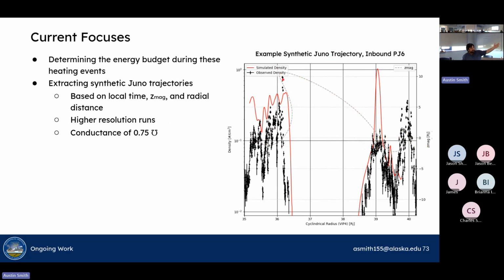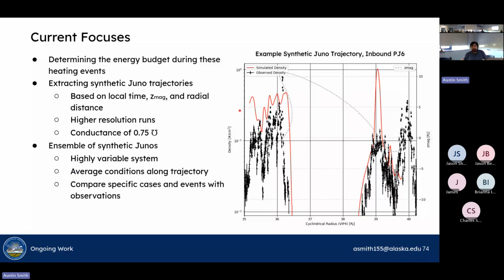And there's a really big peak here, but you don't capture it. Well, this is an incredibly dynamic system. If you were to fly Juno through an hour later, you might see something completely different. So what we really want to do is build an ensemble of synthetic Junos to basically determine the average conditions along Juno's trajectory, because it is this highly variable system.